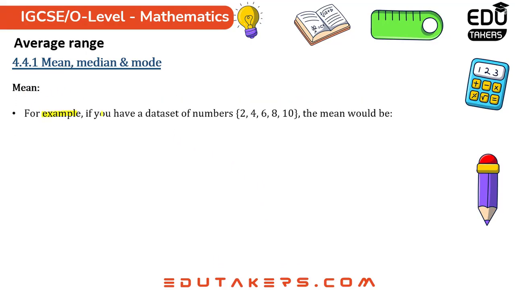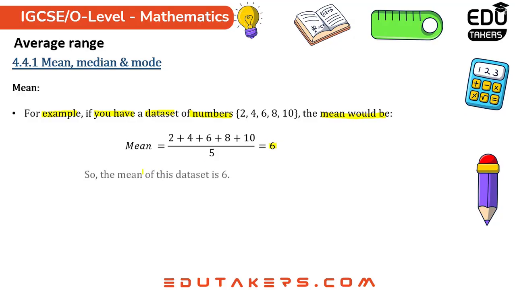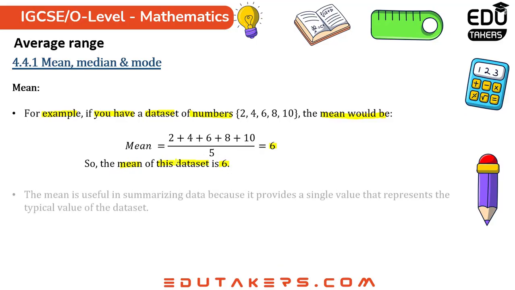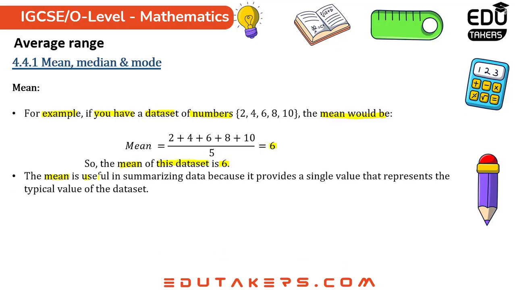For example, if you have a dataset of numbers 2, 4, 6, 8 and 10, the mean would be 2 plus 4 plus 6 plus 8 plus 10 over 5, which is equal to 6. So the mean of this dataset is 6. The mean is useful in summarizing data because it provides a single value that represents the typical value of the dataset.